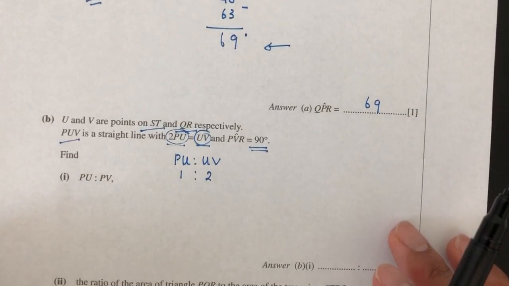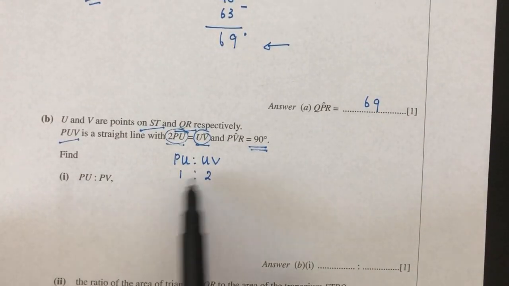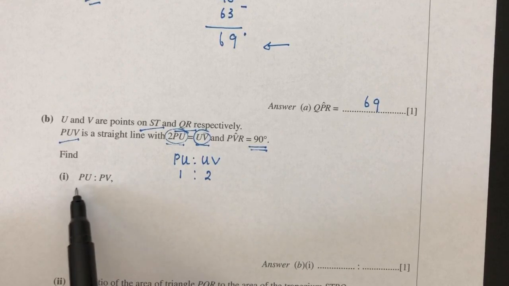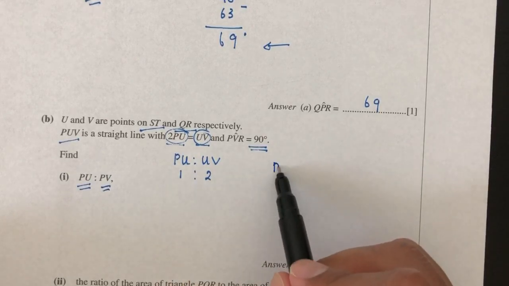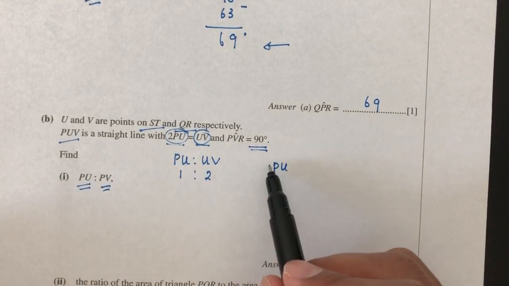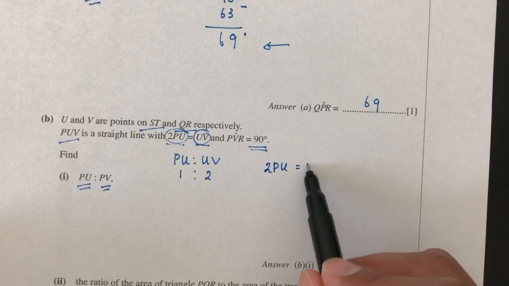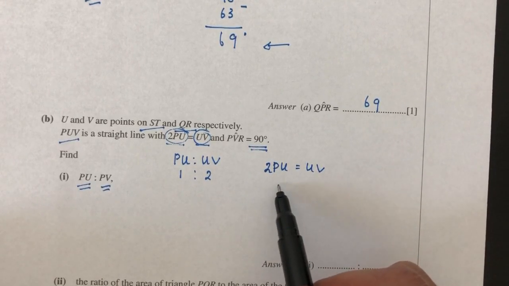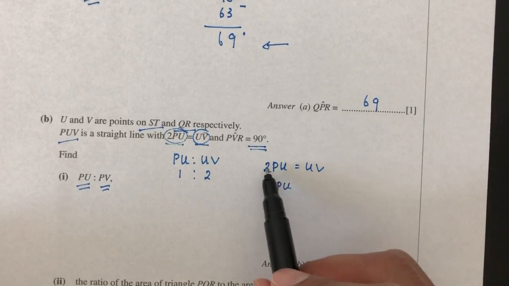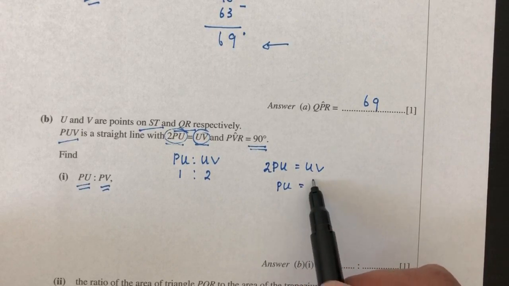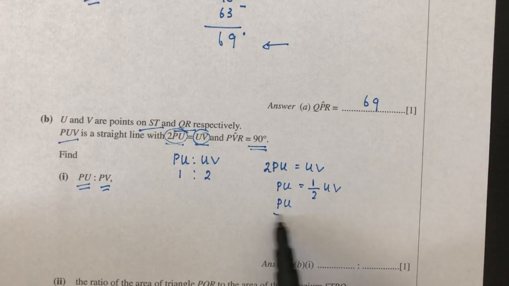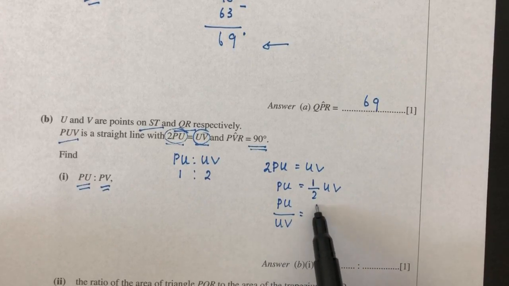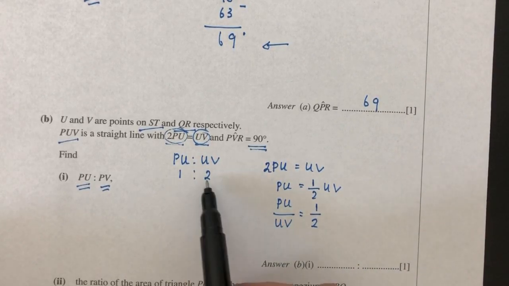And then the question here is to find the ratio of PU and PV. Okay, so let's do that. So we know that PU equals UV, so let's write this down in terms of fraction. PU on top, let's send 2 over here, we'll have 1 over 2 UV. So PU over UV is 1 to 2. This is what we found here.